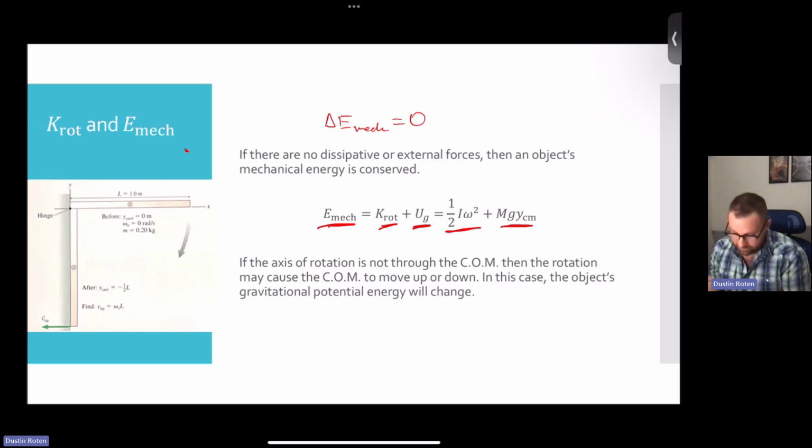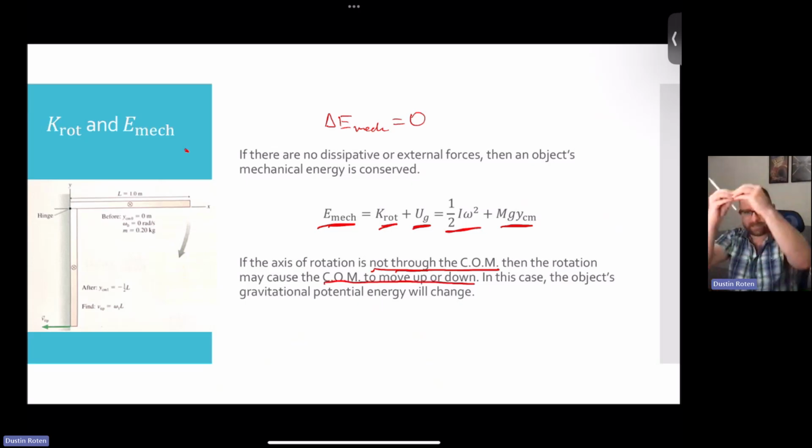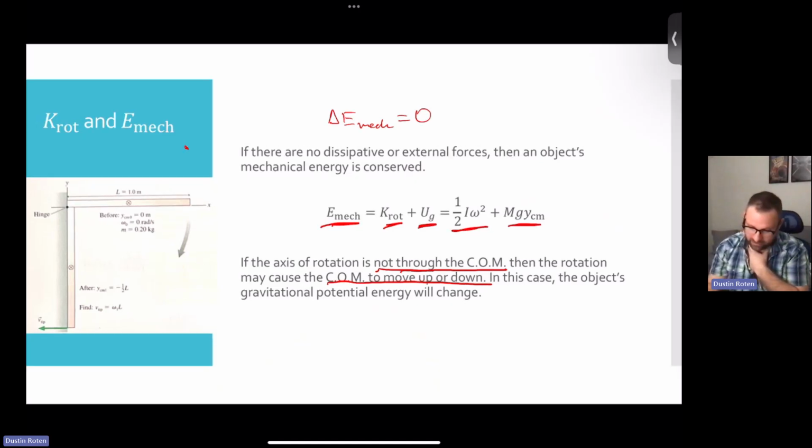And the reason for that is if the axis of rotation is not through the center of mass, then the rotation may cause the center of mass to move up or down. So since the center of mass may move up and down, that's where we're going to gain or lose some gravitational potential energy. So in this case, the object's GPE will change. And you can see that here.